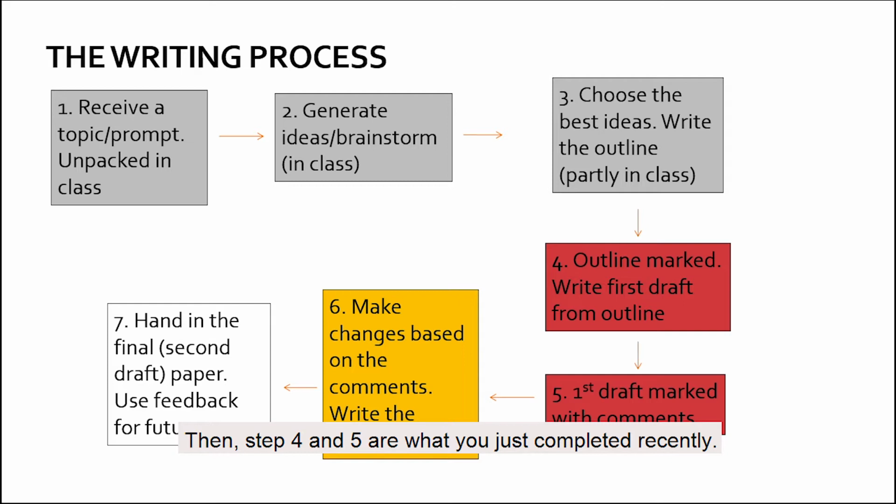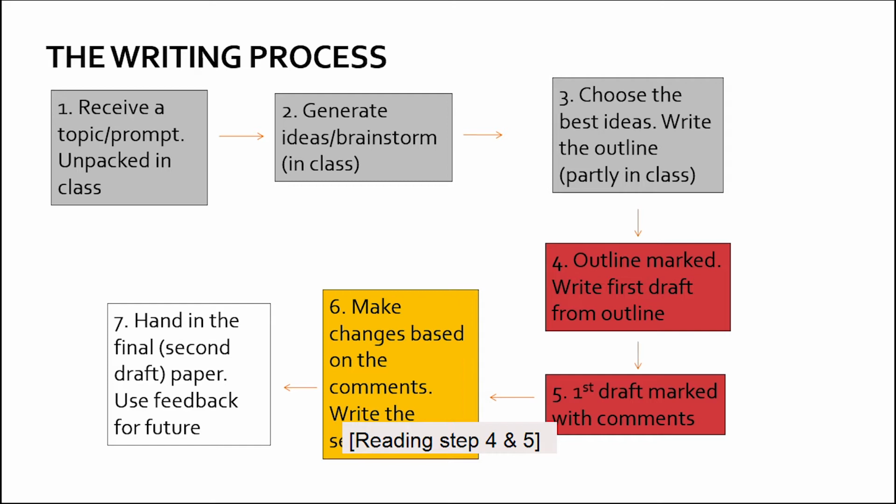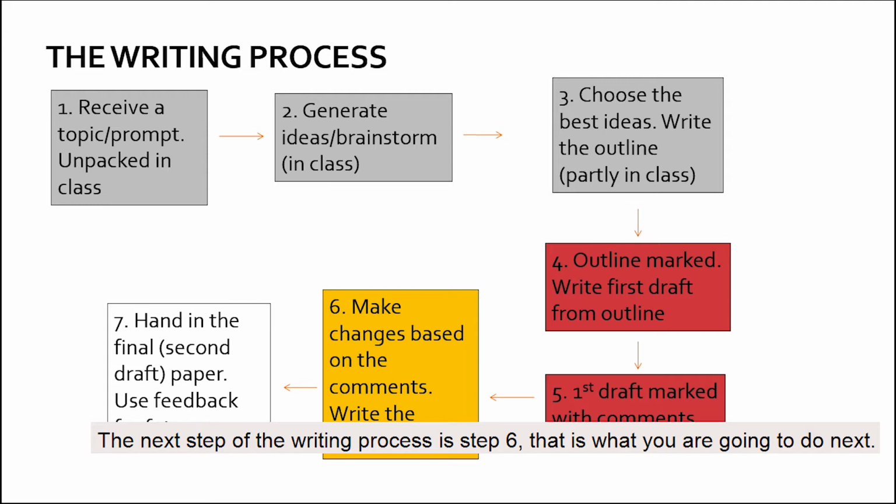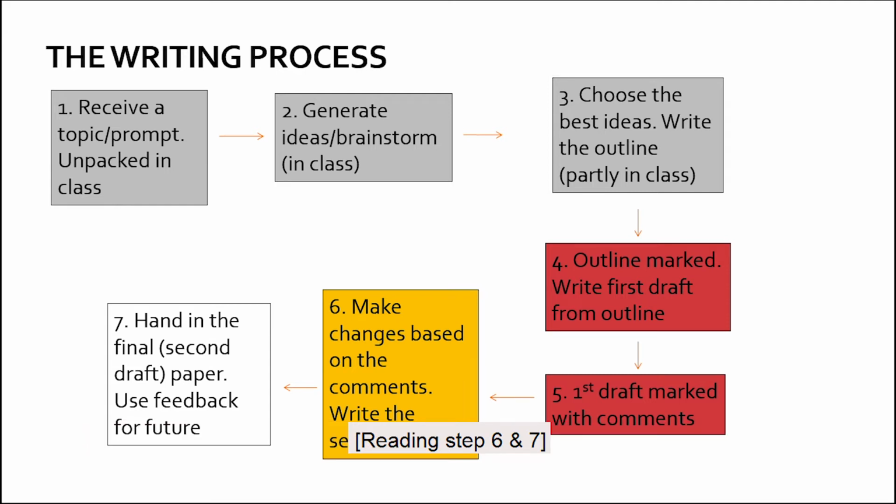Then step 4 and 5 is what you just completed recently. Step 4, your outline is marked, and then you use that feedback to write the first draft. Then step 5, your first draft is marked with feedback and comments, and that is where you are now. The next step of the writing process is step 6. That is what you're going to be doing next, which is make changes based on those comments and write the second draft. This is also known as your final, as you can see in step 7, which you then use that feedback for future assignments.